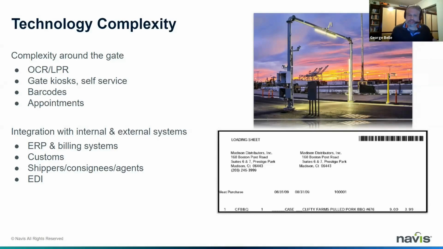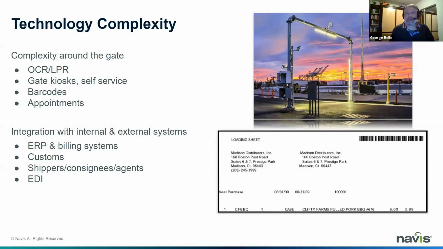And then also on the technology side, really thinking about integration with internal and external systems. Whether these are hardware systems or software systems, we really have to think about how I can take the TOS and integrate the data, provide data to other systems, or get data from them. So ERP and billing. Integration with customs is huge and quite complex, and quite different from country to country, and even terminal to terminal within countries. Integration with shippers, consignees, and agents, so they know what cargo they have, where it is, what they owe for it, that sort of thing.